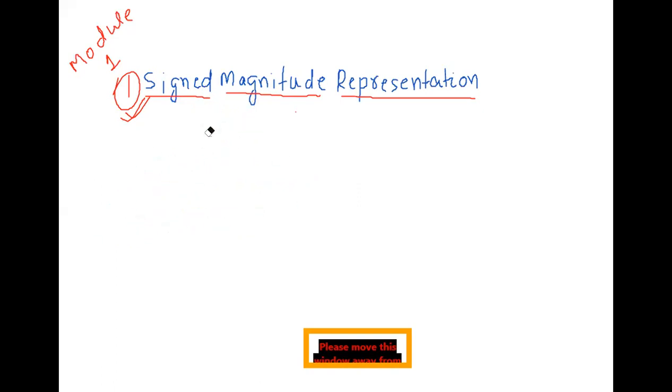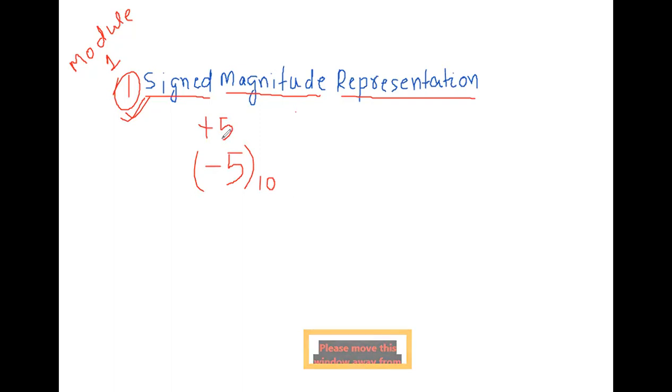In signed magnitude representation, suppose the question is: represent the decimal number -5 in signed magnitude representation. Understood the question? So how to do this? First of all, we'll find out what is +5. Then we'll go for -5.